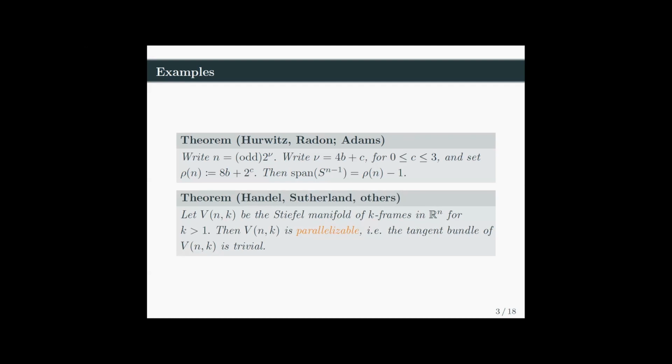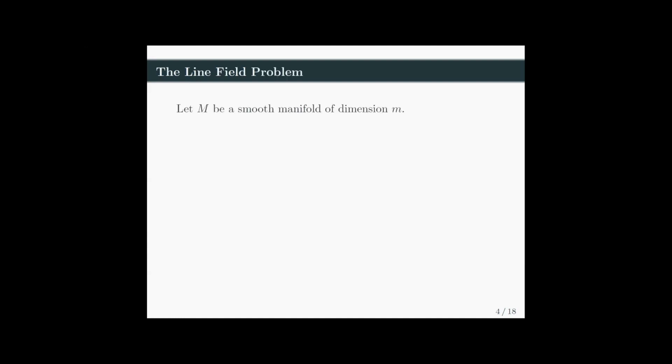I'm also trying to popularize this result. People don't seem to know this about Stiefel manifolds. If k is equal to 1, then V_{n,1}, which is the Stiefel manifold of 1-frames in R^n, is just a sphere, an (n minus 1)-dimensional sphere. If k is not 1, then the Stiefel manifold V_{n,k} is actually parallelizable, so the tangent bundle is trivial. There are many proofs of this, but my favorite is a paper by Handel. It's a very short, explicit paper.